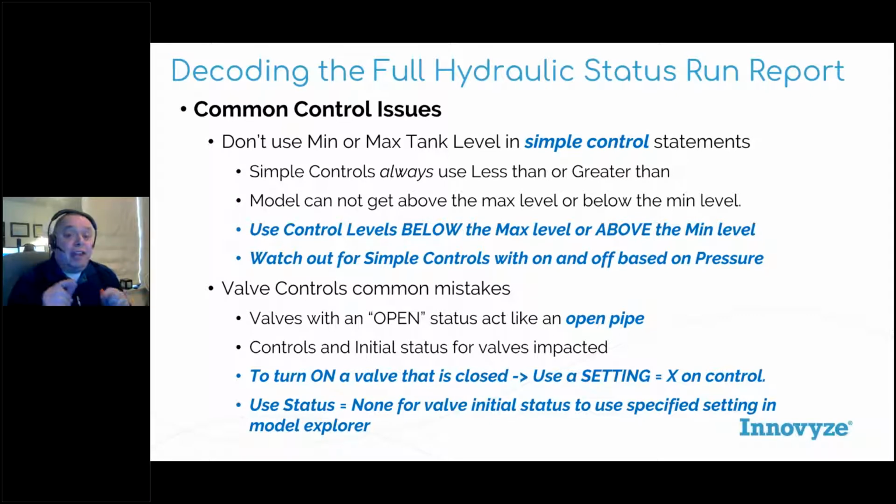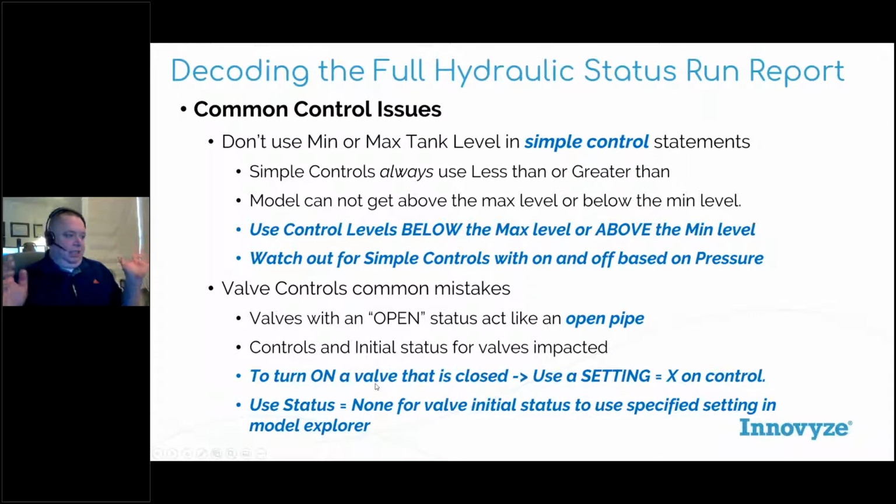To turn a valve on that is off, you need to do that giving it a setting. So setting equals X. Say it's a flow control valve and it's closed, I want to turn it on. Hey, under these conditions, setting equals 500 gallons a minute, so that will turn it on and it'll run at 500 gallons a minute as a flow control valve. But do not use open unless you want the valve to act like an open pipe. That's what we see a lot. Watch out for that.